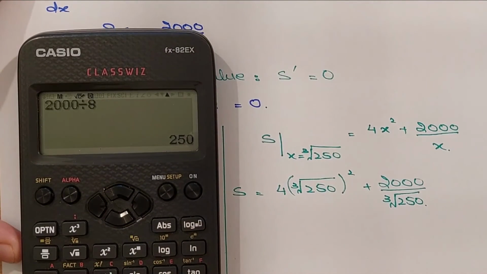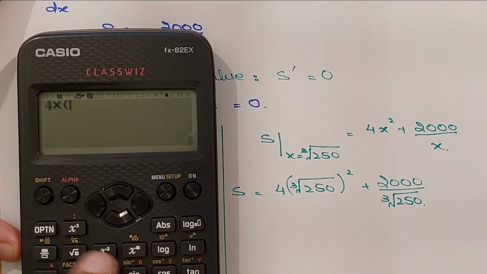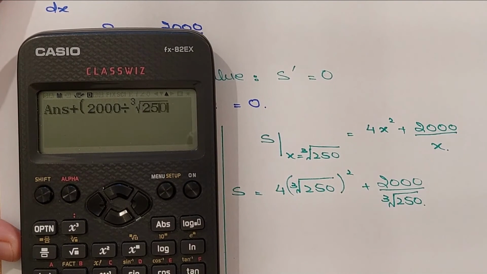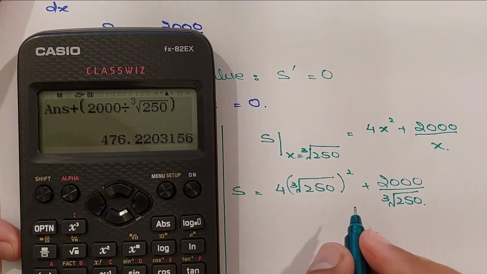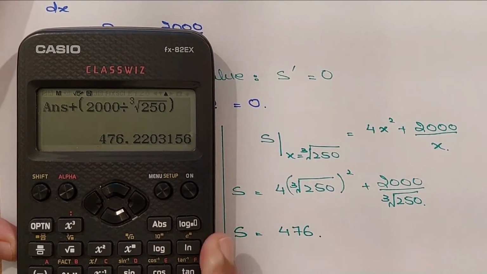Let me simplify this. So 4 times bracket cube root of 250 bracket its square, and then add 2000 divided by cube root of 250. So this is 476.2. So the stationary value is 476.